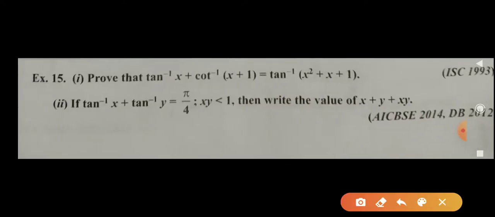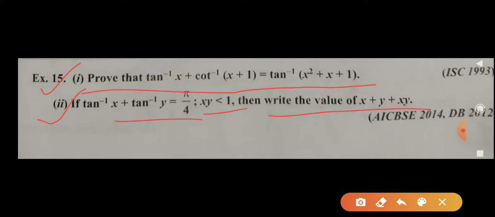You can see here question number 15: prove that tan inverse x plus cot inverse x plus 1 equals tan inverse of (x square plus x plus 1). Second part: if tan inverse x plus tan inverse y equals pi by 4, with xy less than 1, the condition is given that xy is less than 1, write the value of x plus y plus xy. Now you see the solutions.